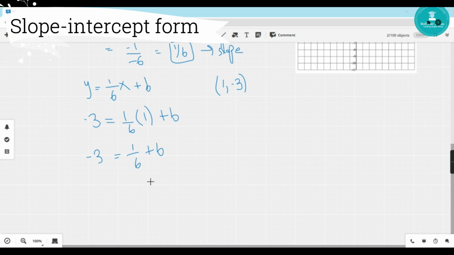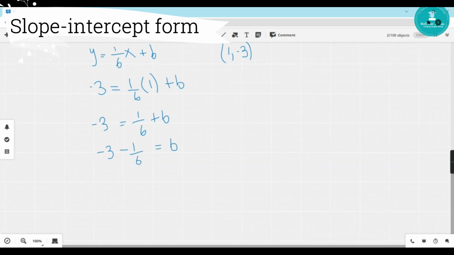Now we have to make b the subject here. I'm going to shift 1 by 6 to the left hand side. It would be -3 minus 1 by 6 equals b. Now we have to simplify this one. We know that if there is no denominator, it will always be 1. I have to make the denominators equal so that we can add the numerators, and for that I have to figure out the LCM of 6 and 1. The LCM of 6 and 1 is 6. It means both denominators should be 6. We already have 6 here. I have to make this one 6 too.